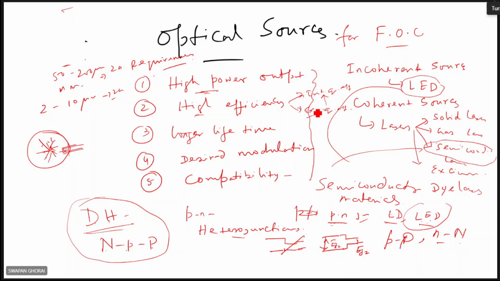many photons are actually emitted in a particular direction, the forward direction. So that is external quantum efficiency. We'll see the details of it. So overall efficiency should be high.